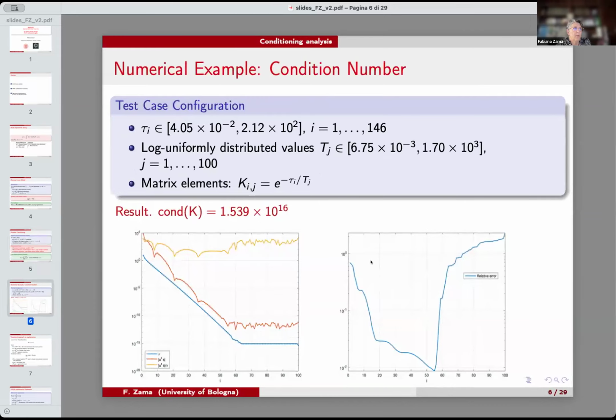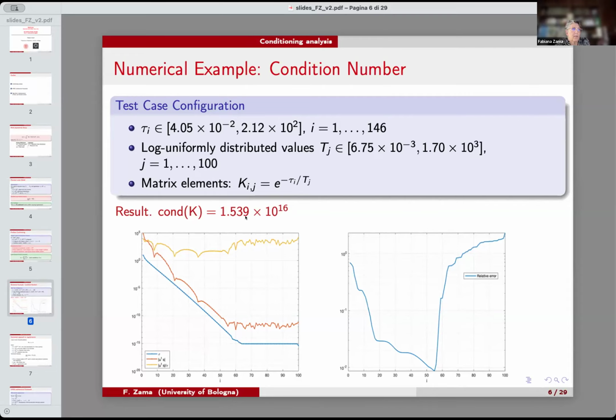This is just an example. Of course, it is a very small example. We consider tau as 146. This is taken from a relaxometry problem. We define logarithmically uniformly distributed times in this interval, and we choose 100 of these times, and so we compute the matrix, and then we apply this decomposition. We compute the result, we compute the conditioning, considering the ratio between the largest and the smallest singular value, and what we have is this large value.